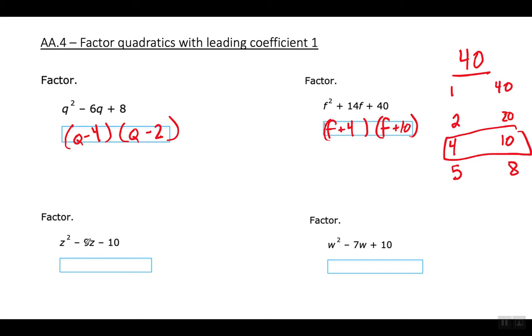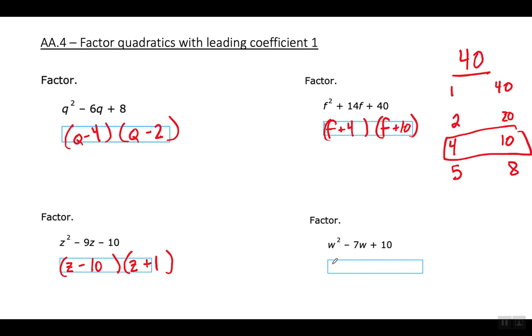All right, let's look at this one right here. This one's easy. I made sure to put enough examples in case anybody needs more. Two numbers that you multiply to get negative 10, but you add to get negative 9, would be negative 10 and positive 1.